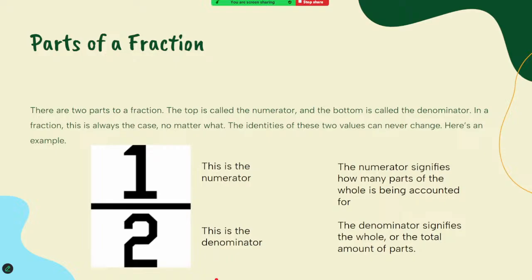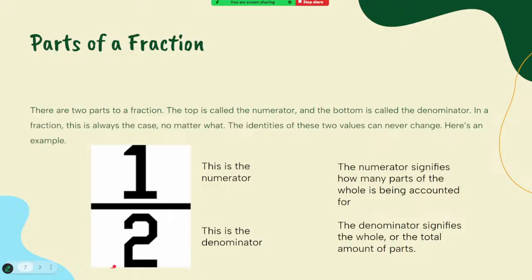There are two parts to a fraction. The top is called the numerator, and the bottom is called the denominator. In a fraction, this is always the case. Or should I say, in a proper fraction, this is always the case, no matter what. The identities of these two values can never change.